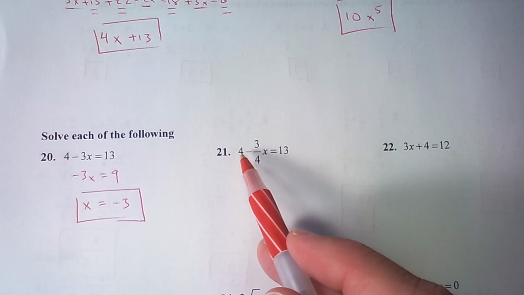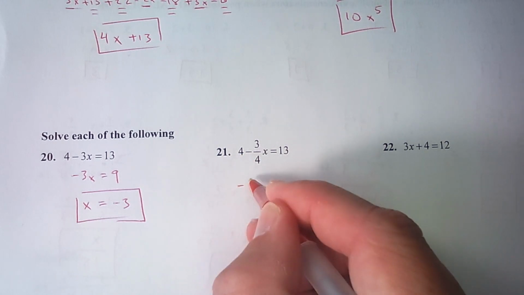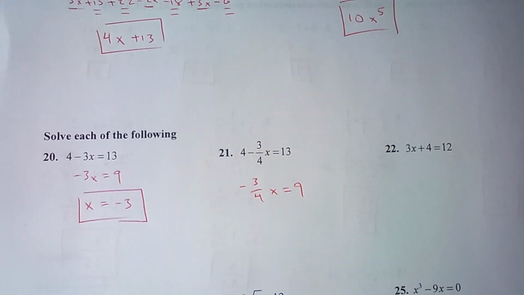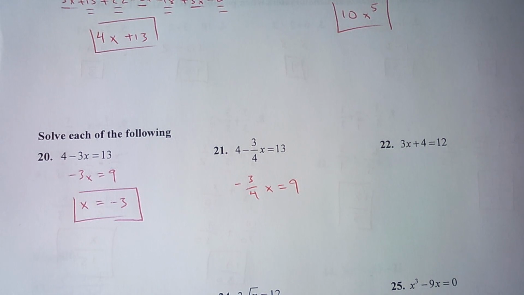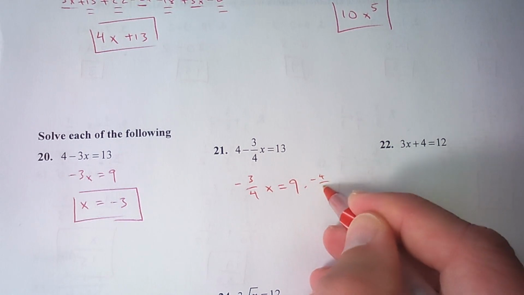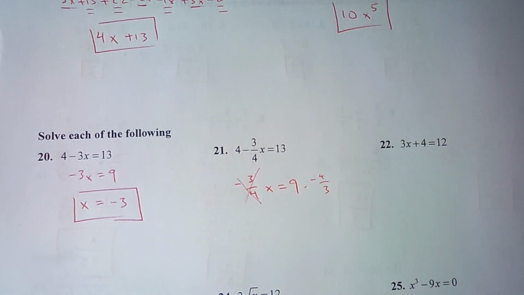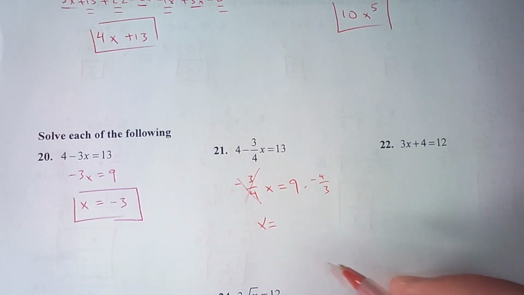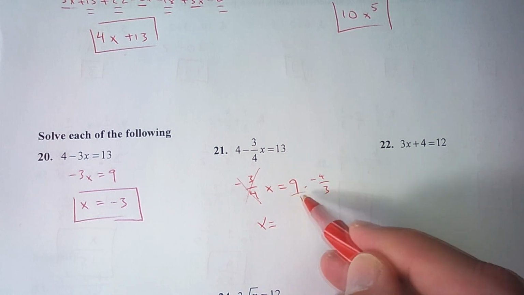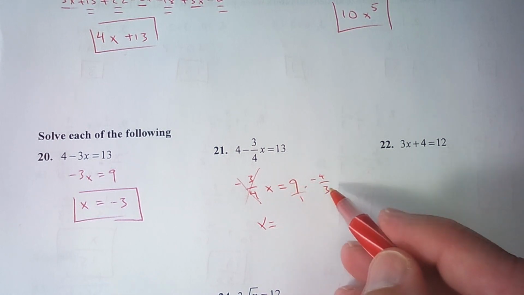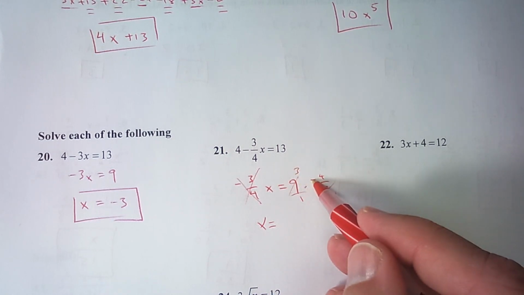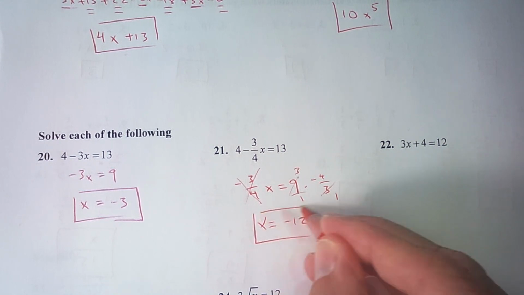Okay, number 21, we're going to subtract 4 again. So negative 3/4 x equals 13 minus 4 is 9. Okay, then I am going to multiply by the reciprocal. So that's times negative 4/3, and that's gone. Okay, so x equals, I can simplify this 9 and the 3, so this is really 9 over 1. So the 9 and the 3 simplify to 3 over 1. So I've really got just 3 times negative 4, and that is negative 12.